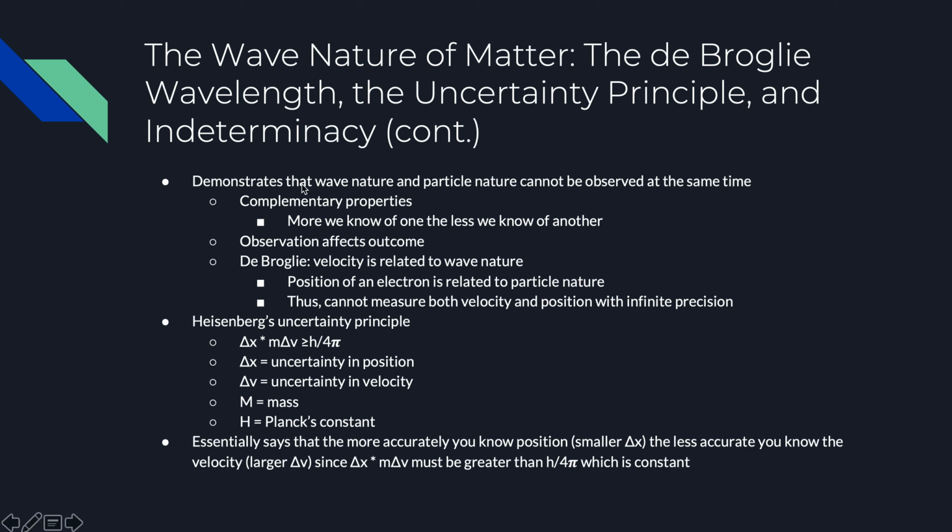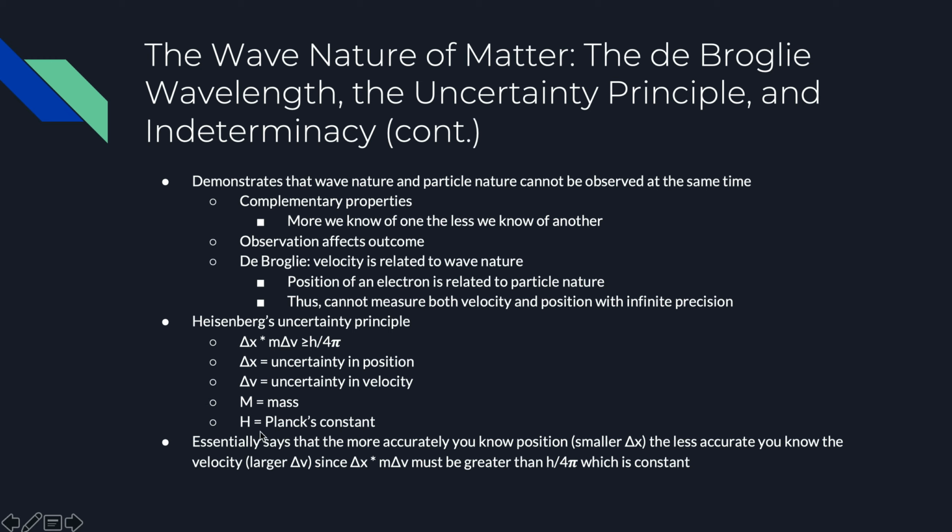And de Broglie said that velocity is related to wave nature, and position of a particle is related to particle nature, so therefore you cannot know velocity and position at the same time with infinite precision. And this is related to Heisenberg's uncertainty principle, which is delta x times mass m delta v is greater than or equal to h over 4 pi, where delta x is uncertainty in position, delta v is uncertainty in velocity, m is mass, h is Planck's constant.